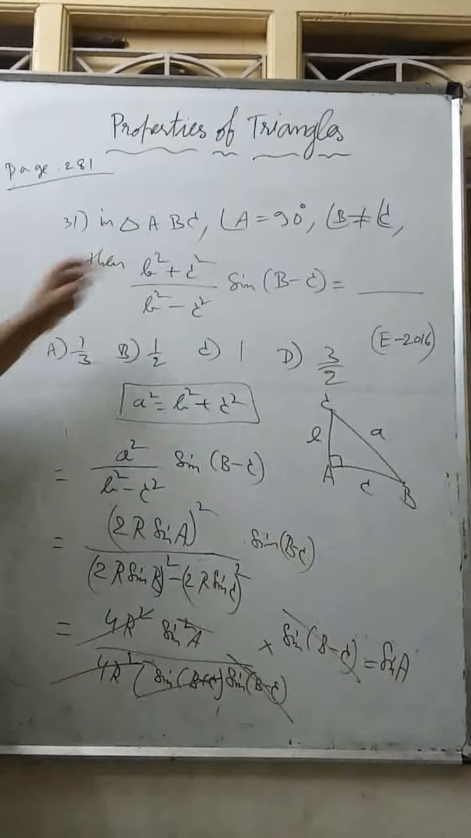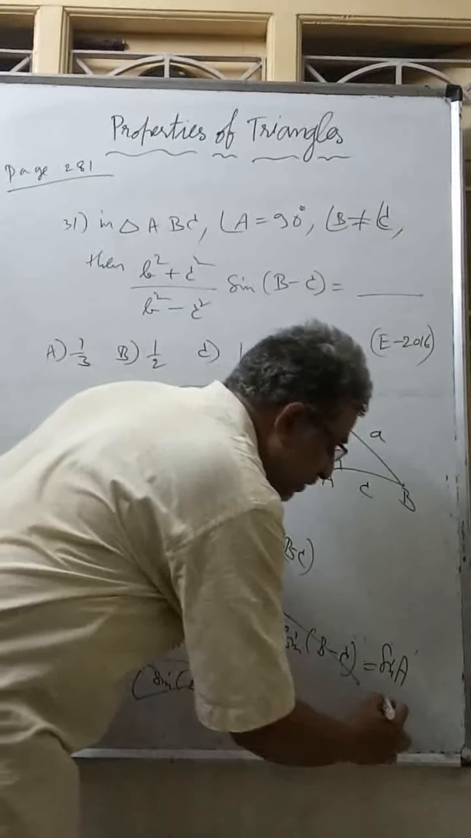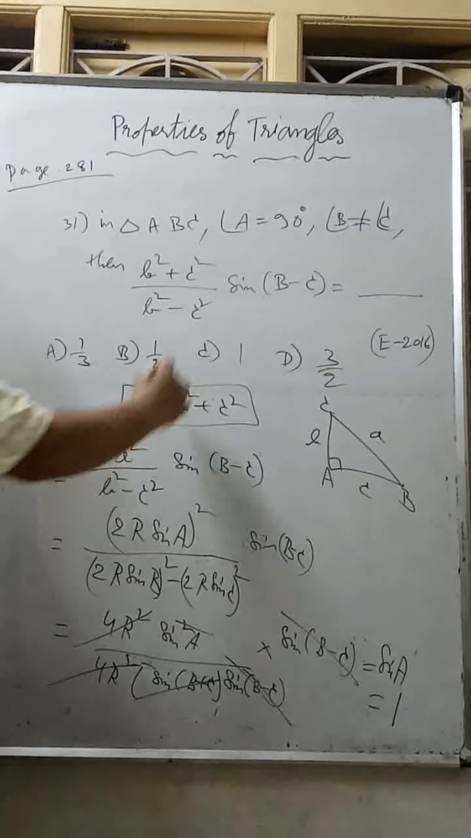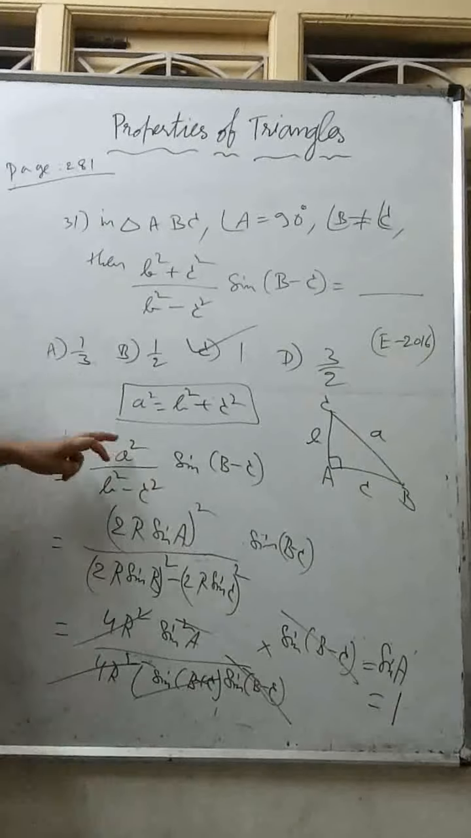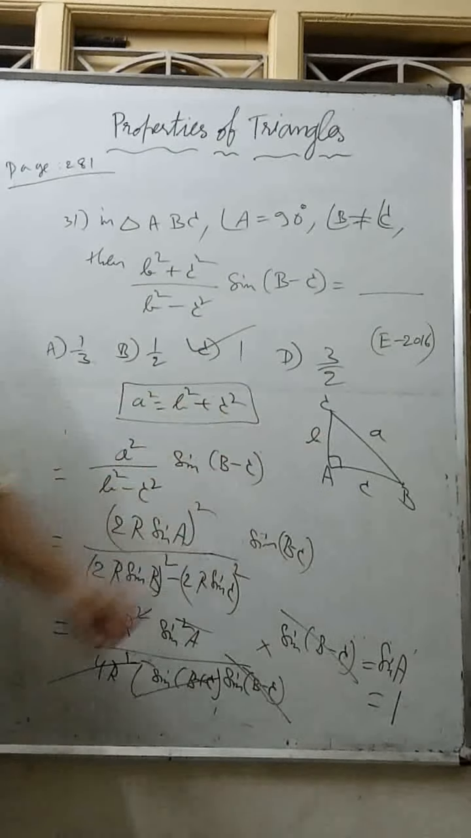What is A value? It is given as 90 degrees. Sin 90 value we know, that is 1. So our option is... A square equal to B square plus C square from the Pythagoras theorem.